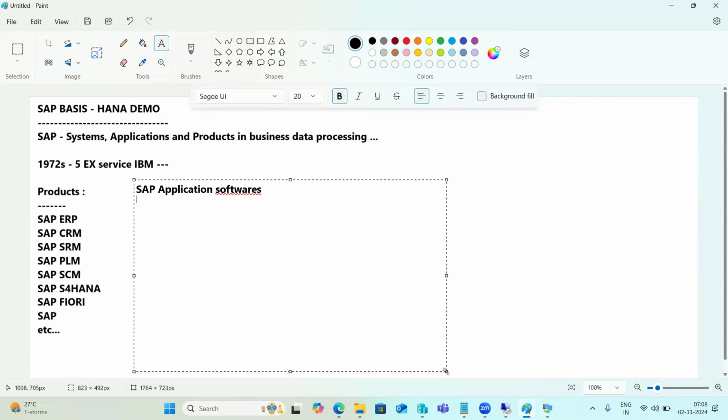Later, they started releasing DB software also. DB side means MaxDB, Sybase, and the HANA database. The most popular database nowadays is HANA, and its share is very high. They are supporting the market here. Except for operating systems, they are supporting everything else.